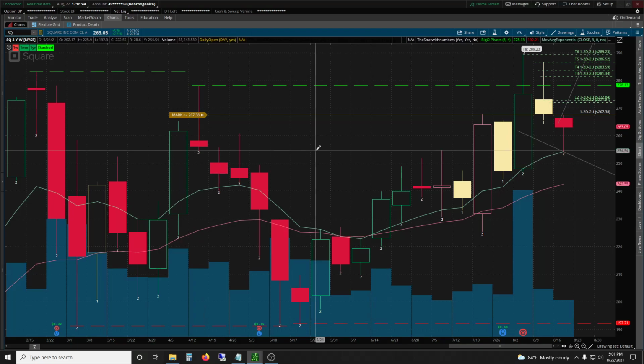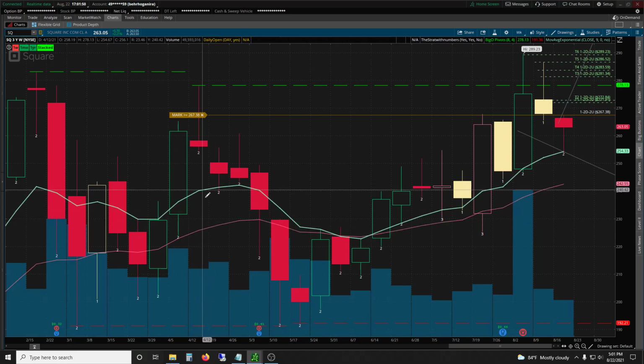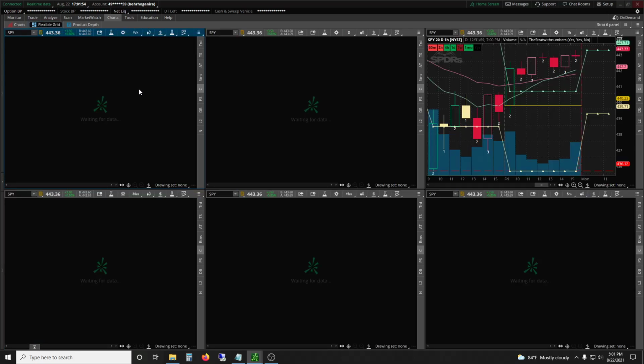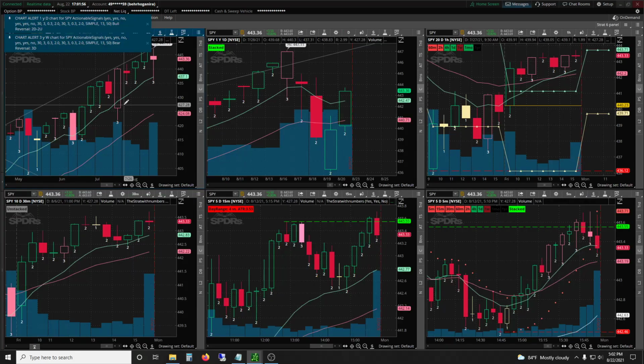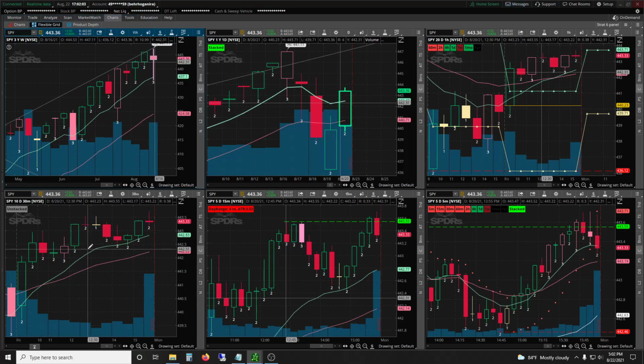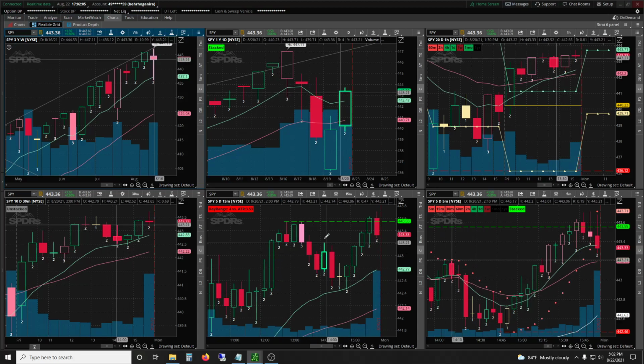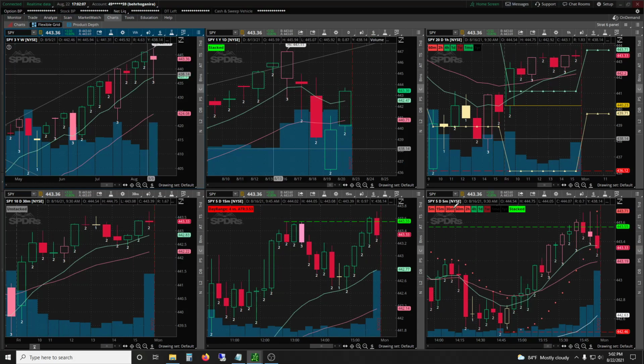I keep my charts very simplistic. The only indicators I have are the 9 and 21 EMAs. My normal chart looks like this. This is what I look at during the day. I have my weekly, my daily, my 60, my 30, my 15, and my 5. This is what I look at all day.